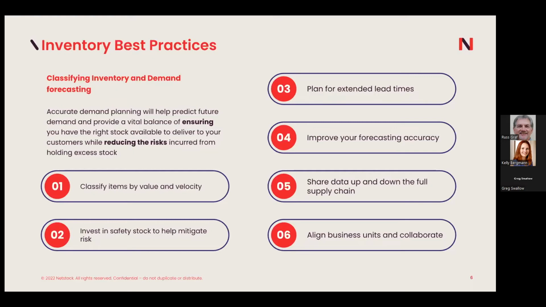And then the last piece, I talk about aligning business units and collaborating. This is really internal. So besides communication externally to your customers and your marketplace and your suppliers, think about what I need to have happen internally to make sure that you're all aligned, and that you can properly collaborate.